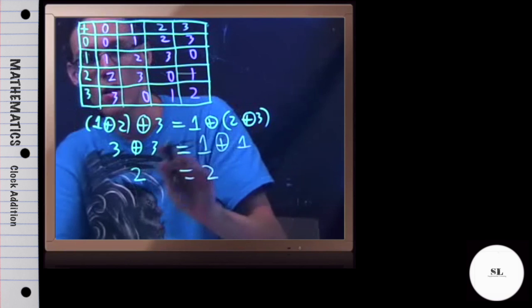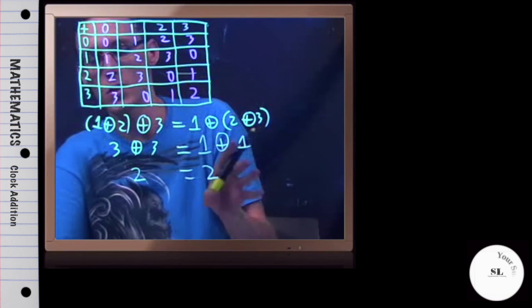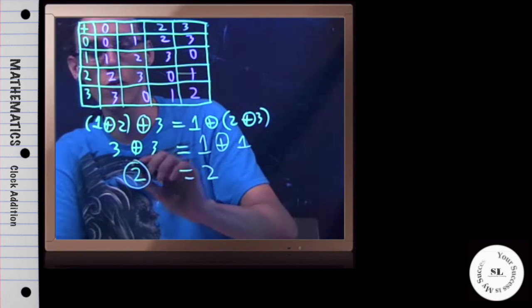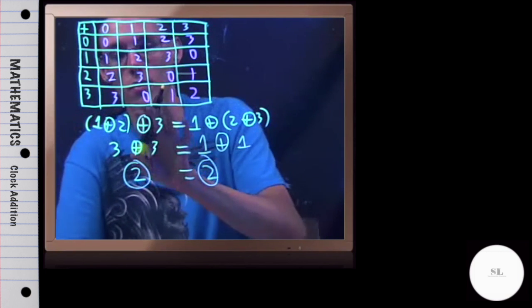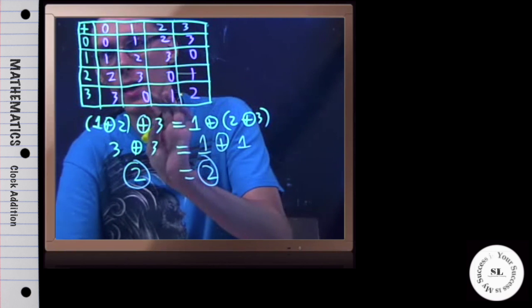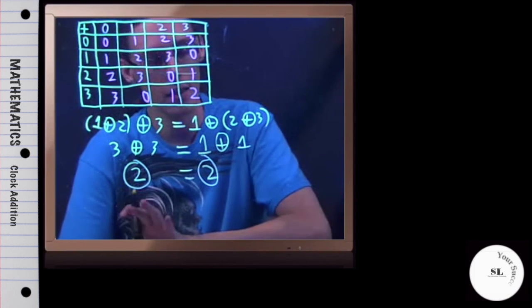And so notice, doing them completely independently from each other, we wound up with 2 in both cases. So this is a verification of the associative property being obeyed by this clock addition. And that is this example.